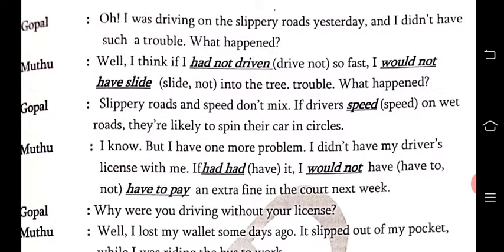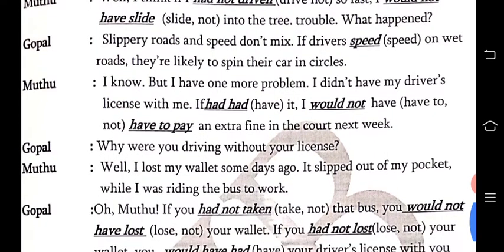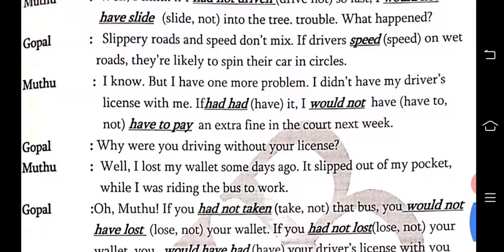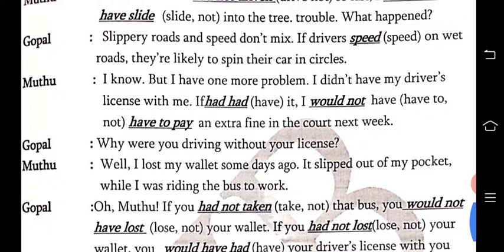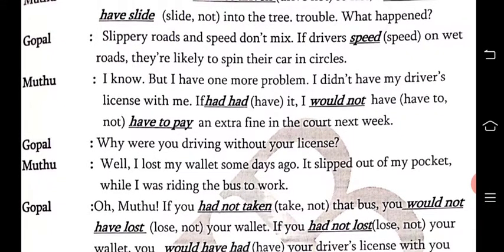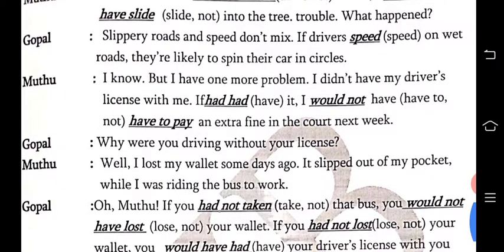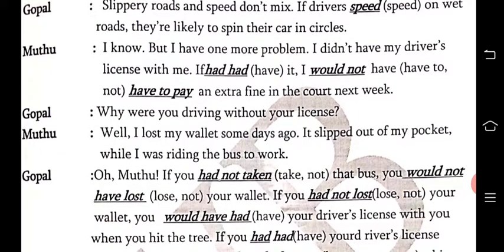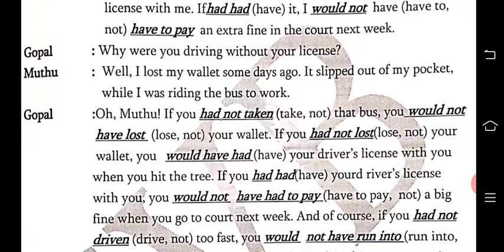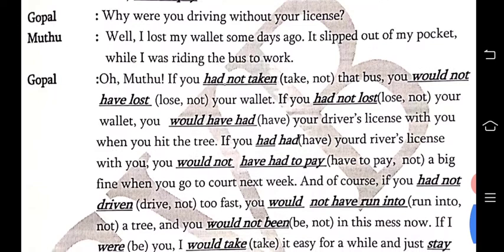If drivers speed on wet roads, they are likely to spin their car in circles. I know, but I have one more problem. I didn't have any driver's license with me. If I had it, so had plus V3. Okay. If I had, I would not have had to pay an extra fine in the court next week. Why were you driving without your license? Well, I lost my wallet some days ago. It slipped out of my pocket while I was driving the bus to work.